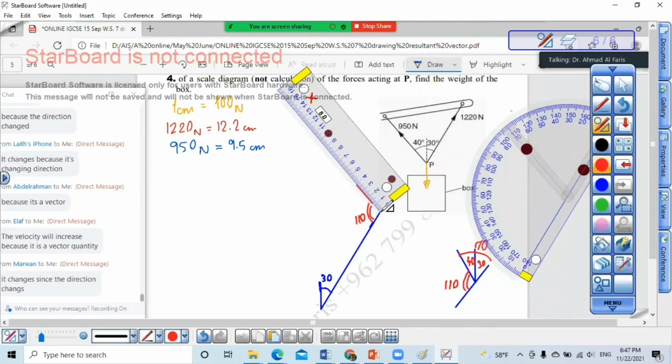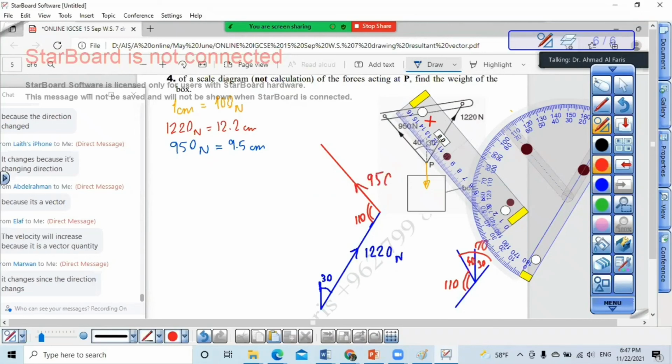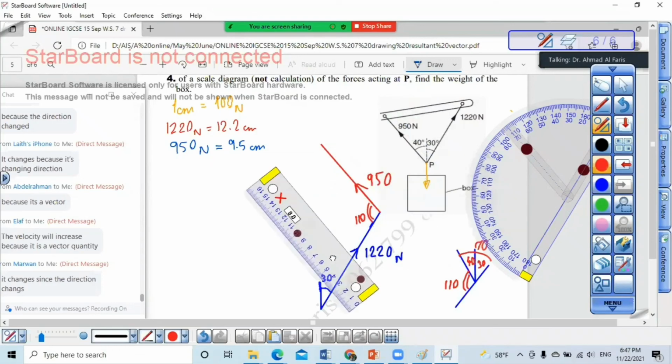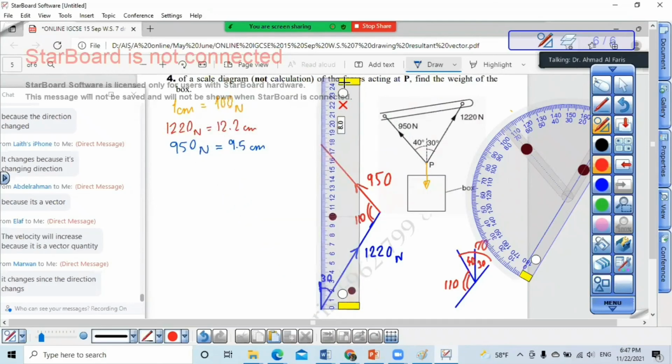1, 2, 3, 4, 5, 6, 7, 8, 9.5. It will be a straight line like this. Where's my answer? Again, this is the 1220 Newton, and this is the 950 Newton. My answer is supposed to be from where I started, from the beginning here, until where I finished drawing, until here. I'll draw it with a green line.